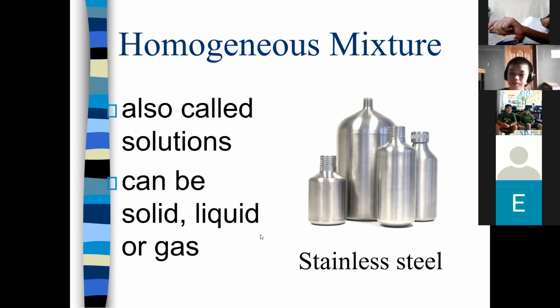Also, when I mentioned a while ago of a gold-plated necklace, that is an example of a homogeneous mixture under the solid phase. For liquid, an example of which is the solution of water and sugar. For gas, you can have the example the air is a homogeneous mixture of all the other elements in the air. Okay. So again, homogeneous mixtures are also called solutions. They can appear solid, liquid, or gas.